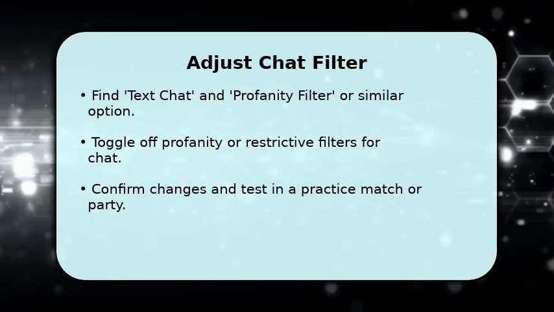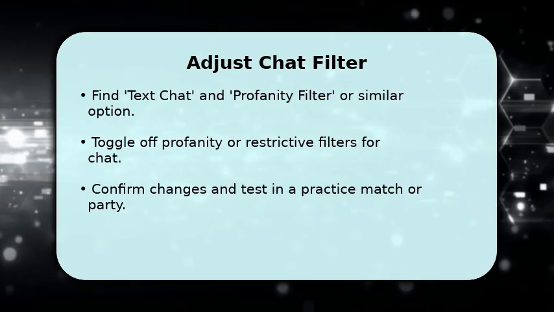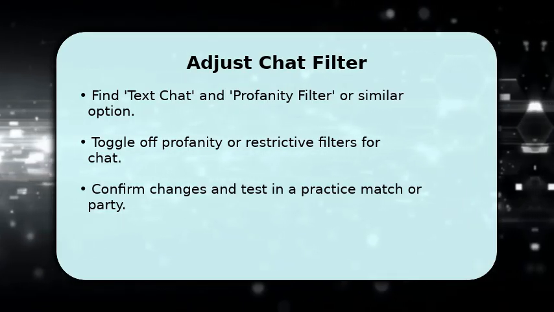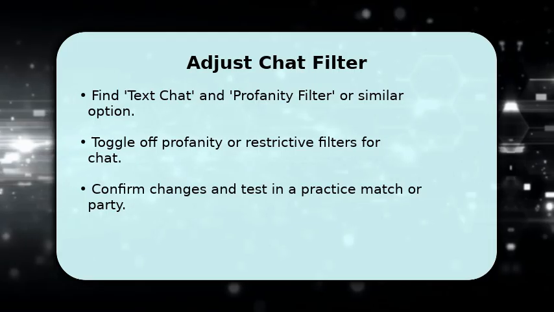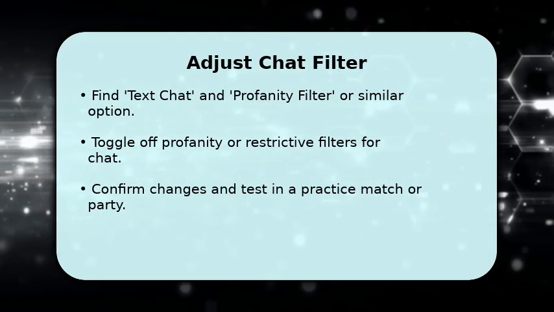Now you'll change the filter itself. Scroll to text chat and locate the profanity filter or chat censor toggle. Turn it off to stop automatic masking of words. The reason is that Valorant applies client-side moderation to reduce toxicity by default.